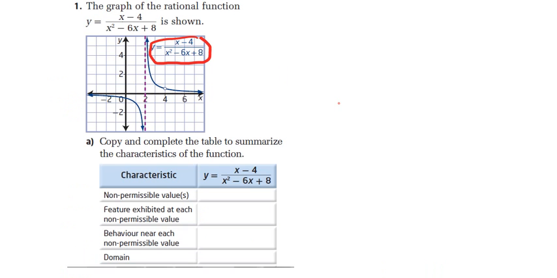So in this first question in your assignment, I'm going to do this first question with you here. What are the non-permissible values? How do we find the non-permissible values? Yes, factor everything. Factor the top, factor the bottom. The top is already factored, so if we have x minus 4 up top there, how do we factor the bottom? Well, that's a quadratic. We'd probably be able to factor that by sight. Two numbers that multiply to positive 8 and add to negative 6. Do you have anything like that?